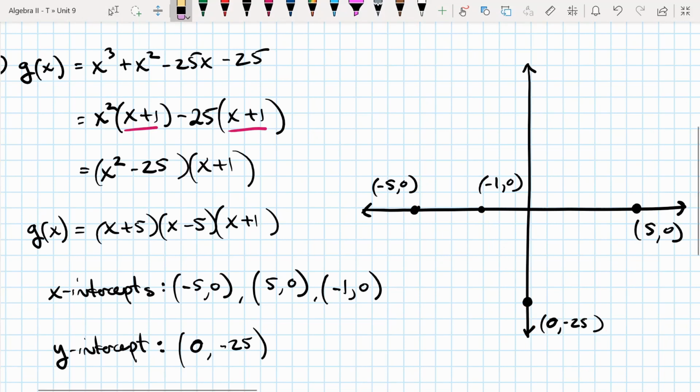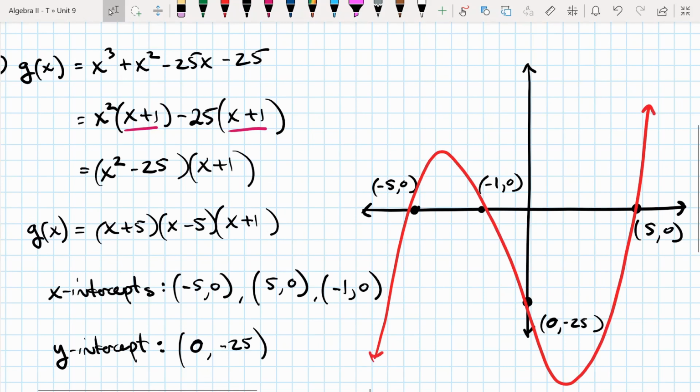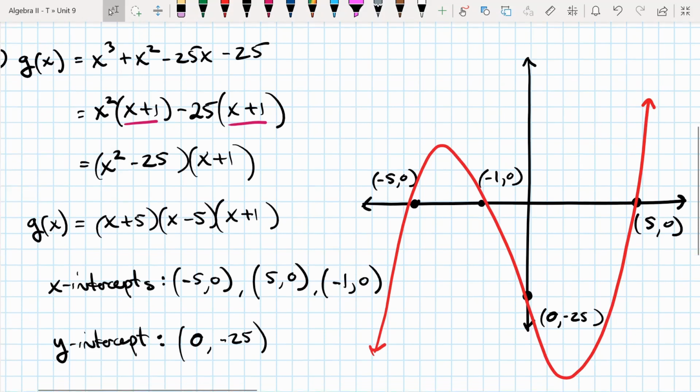I don't think I ran through that last point. Let's try that one more time. Goes up, comes back down, and then it goes through that last point. And that's all I'm looking for in a question like this. We could identify this point or this point down here if we really wanted to, but as long as you have the x-intercepts and the y-intercept, that's what I'm looking for in this one.